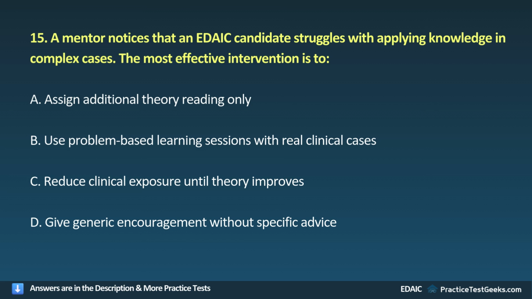15. A mentor notices that an EDAIC candidate struggles with applying knowledge in complex cases. The most effective intervention is to: A. Assign additional theory reading only. B. Use problem-based learning sessions with real clinical cases. C. Reduce clinical exposure until theory improves. D. Give generic encouragement without specific advice.